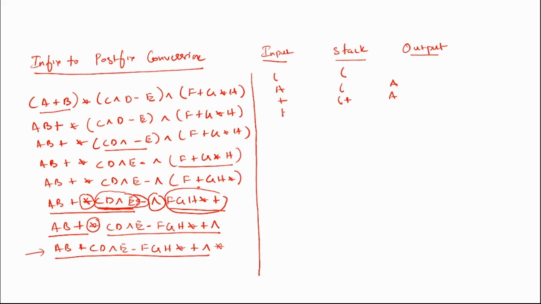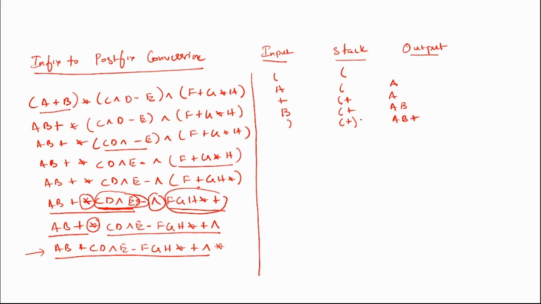Now I encounter B, the next token is B. So now I will write it as it is. I'll say A, B, right? And then I close the bracket here. Once I close the bracket, I have already discussed in the previous videos that whatever operator is there in the bracket has to be popped out. So I'll say A, B plus, and this bracket would be destroyed.